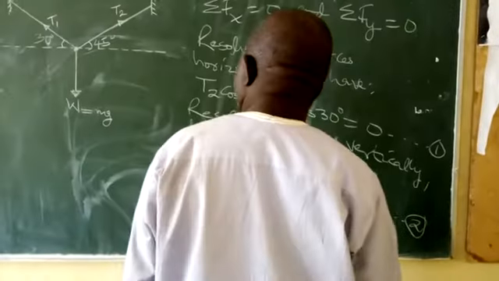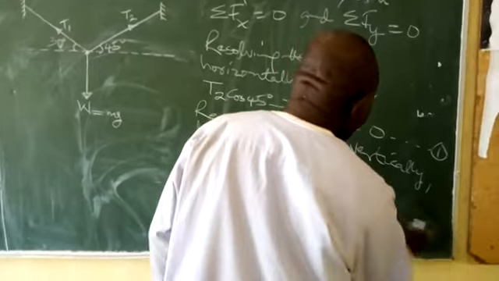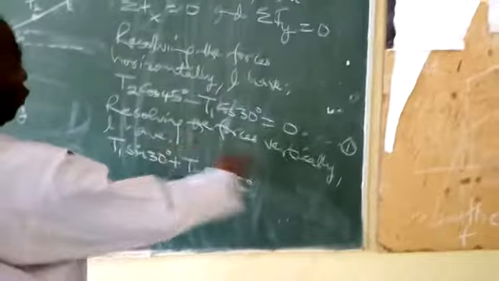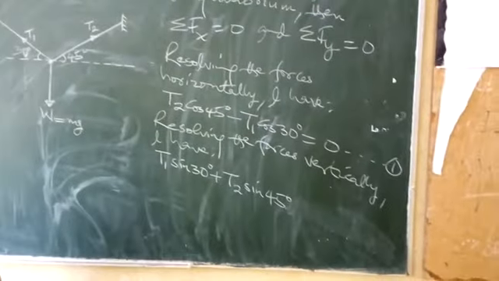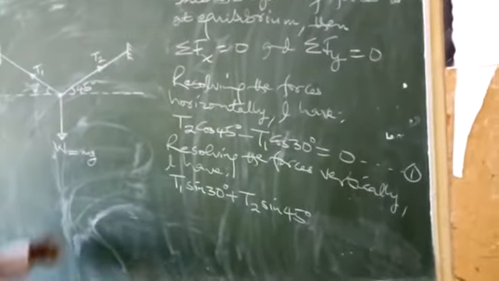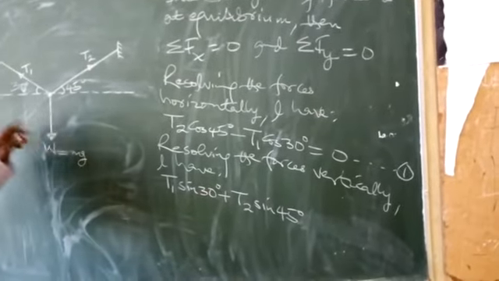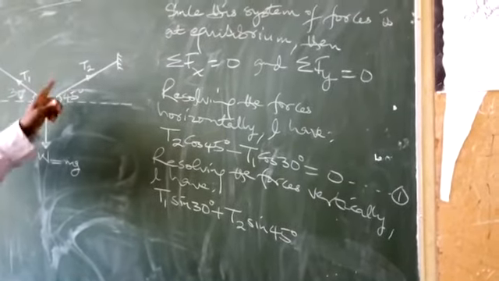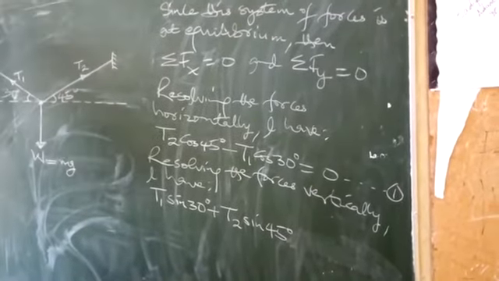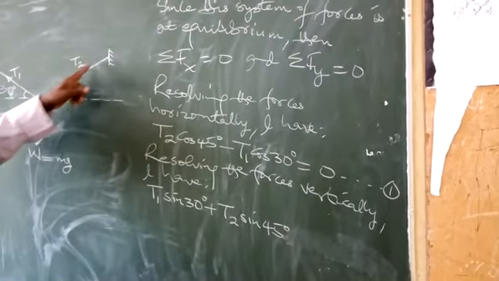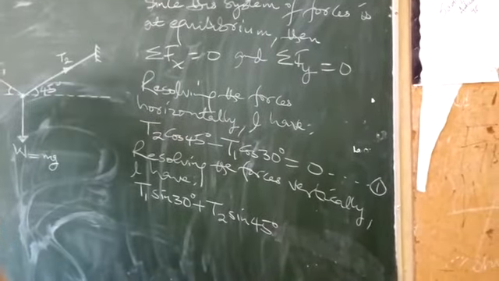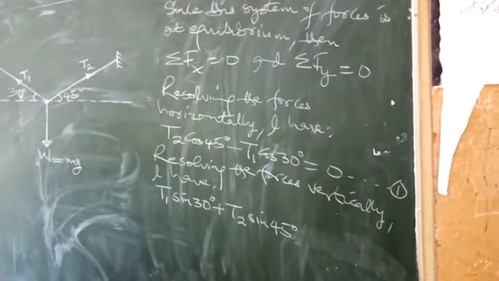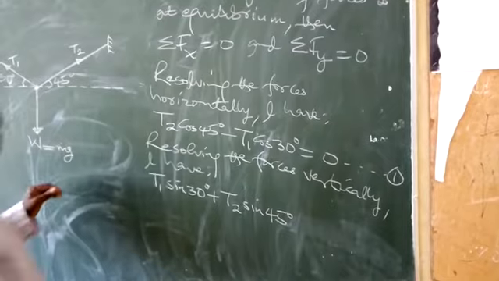Sorry, not equal to 0. There's another force acting vertically downward, which is the weight. The vertical component of T1 is upward, and the vertical component of T2 is also upward in the positive direction of the y-axis. Then we have another force acting downward, which is the weight.